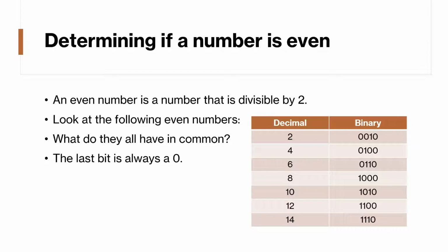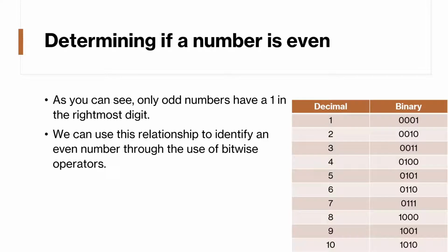Now, does this hold? Do all even numbers have this? Do all odd numbers have something else? Well, if we look, odd numbers always end in a 1, and all even numbers always end in a 0. The reason for this is that the rightmost bit adds a 1 to the number. If you add a 1 to an even number, you always end up with an odd number. That's just how it goes. Every other bit in a binary number would add an even number, except the rightmost one, which would add a 1. So an even plus a 1 is always an odd.